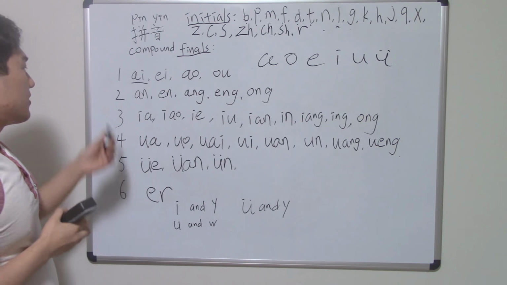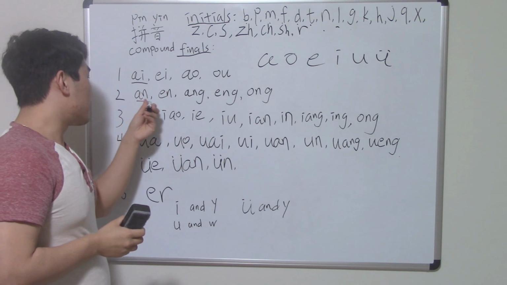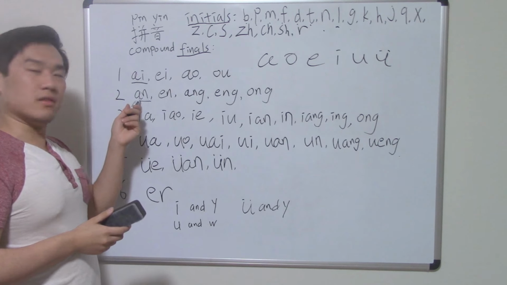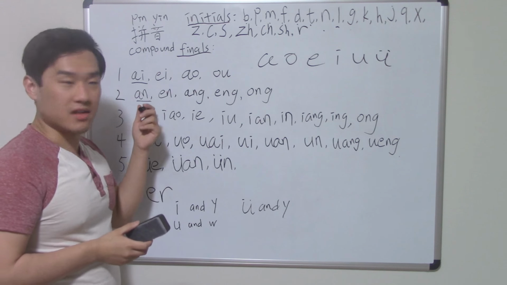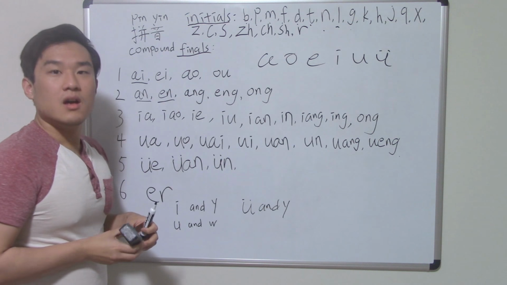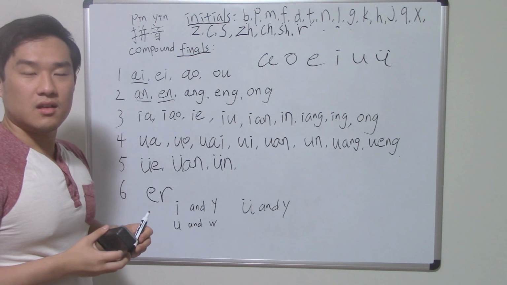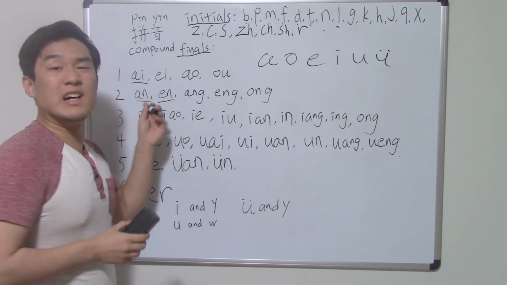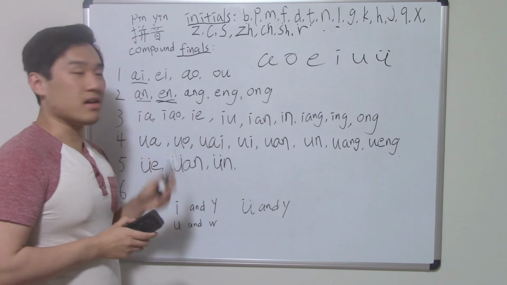Let's move to the next one here. This one is an, A-N, an. Then this one here is en. Make sure you can say that.